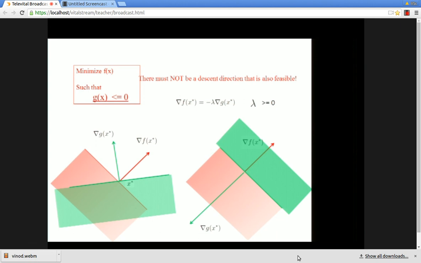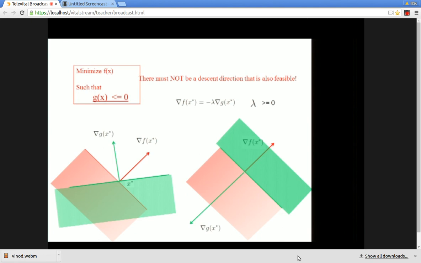When there is no minimum, what you are saying is that irrespective of what point it is, there is always a direction, a descent direction, which is also feasible. That's what it means, right? So in this case, we have confirmed that there is no descent direction which is also feasible. But I'm asking whether that means it has to be a minimum.